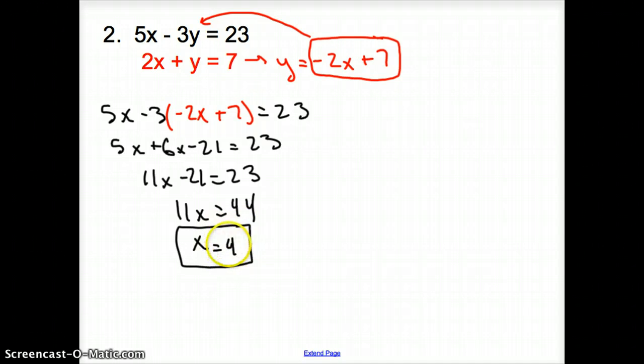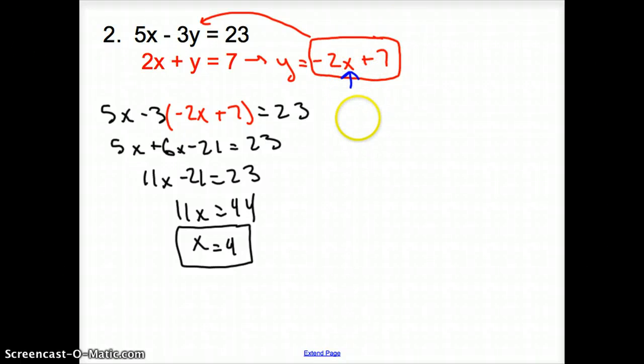Now we need to take this 4 and figure out what y is. So I'm going to actually take this 4 now and plug it in for that x because y is already solved for. Once again, you could use this equation or this equation, but there's going to be fewer steps when y is already solved for. So I'm going to plug it in for this x here.